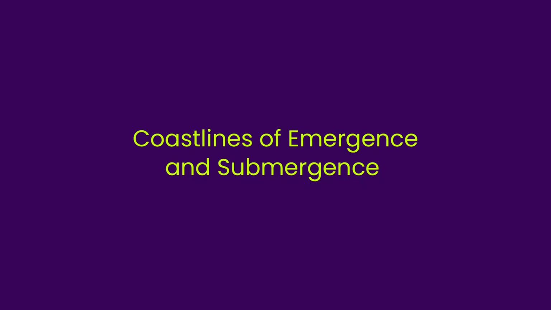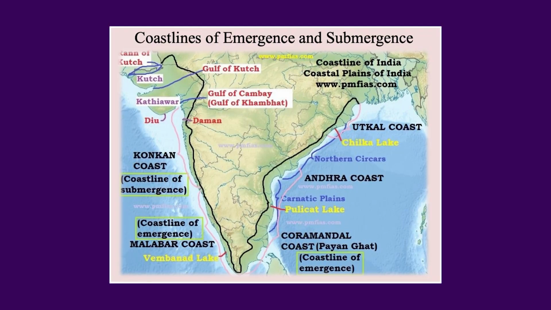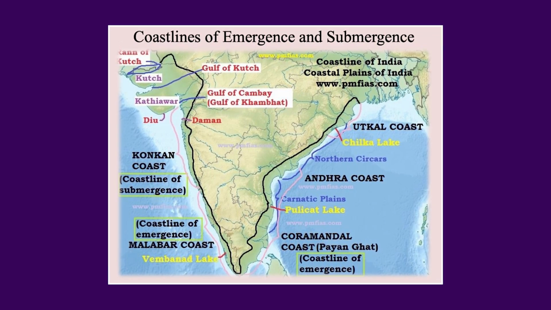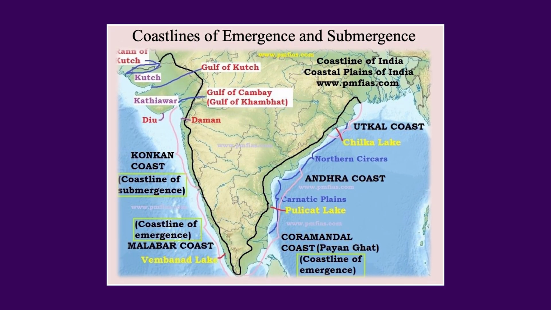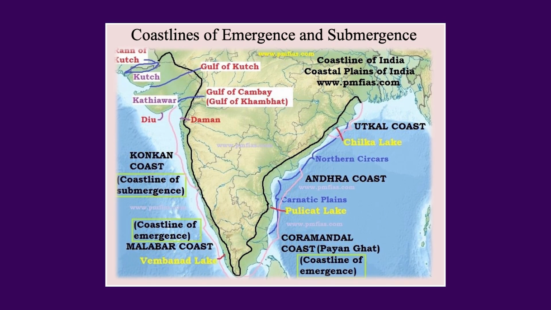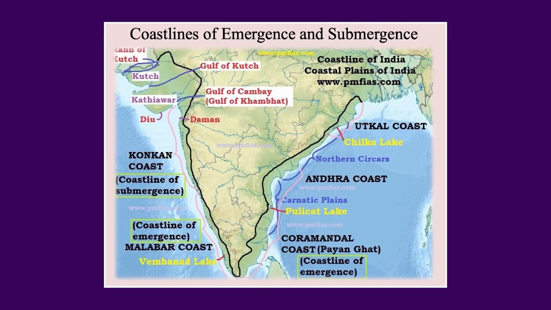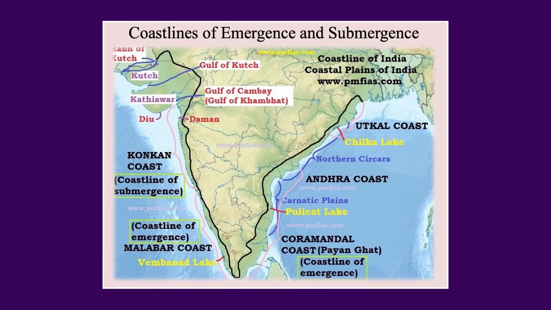Now, we will discuss the concept of emergence and submergence coastlines and their characteristics. Emergent coastlines occur when sea level drops or land rises, typically due to tectonic uplift. These coastlines feature various structures. For example, the Coromandel coast in Tamil Nadu is a best example of an emergent coastline. The Malabar coast in Kerala is another example.